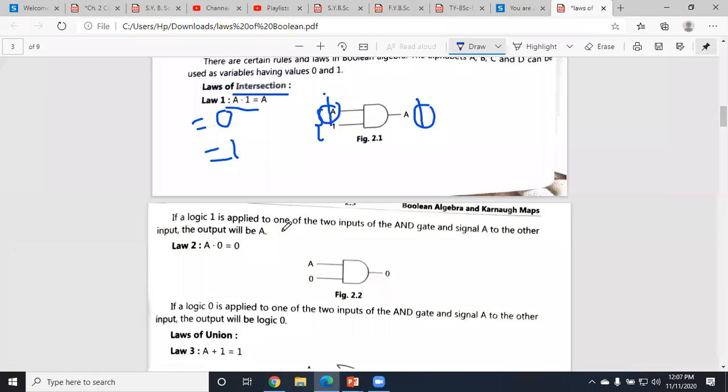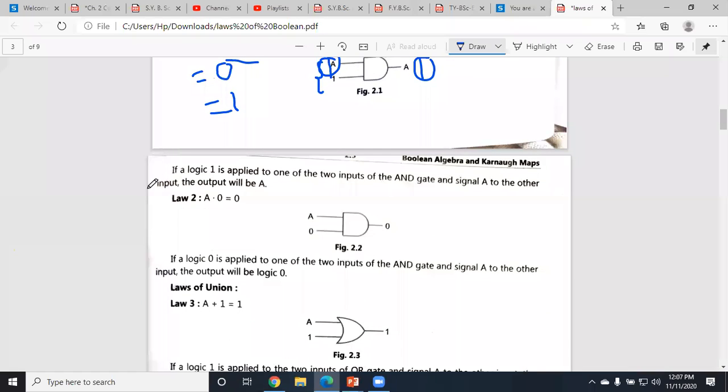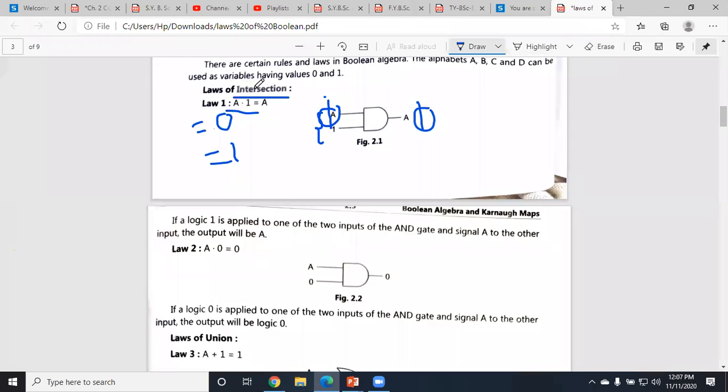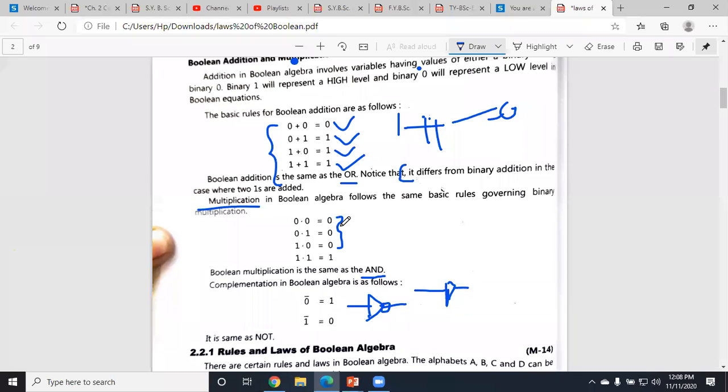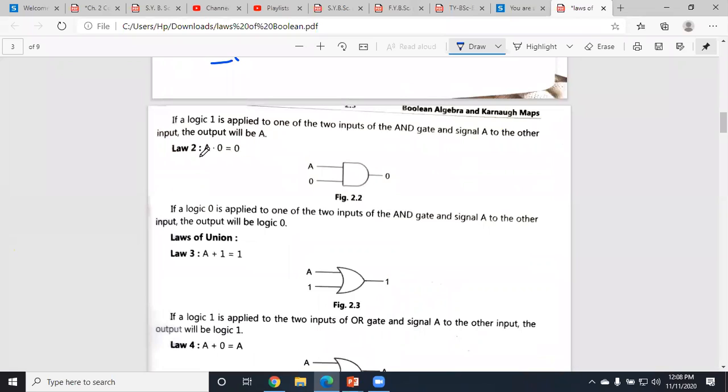Next, see here, this is nothing but the explanation which we saw here, right? The second type of the law of intersection is A dot 0. What does that mean? If you are multiplying 0 with any variable, the answer will be 0. If you multiply 0 with 0, or 0 with 1, the answer is going to remain 0 only, in simple words.